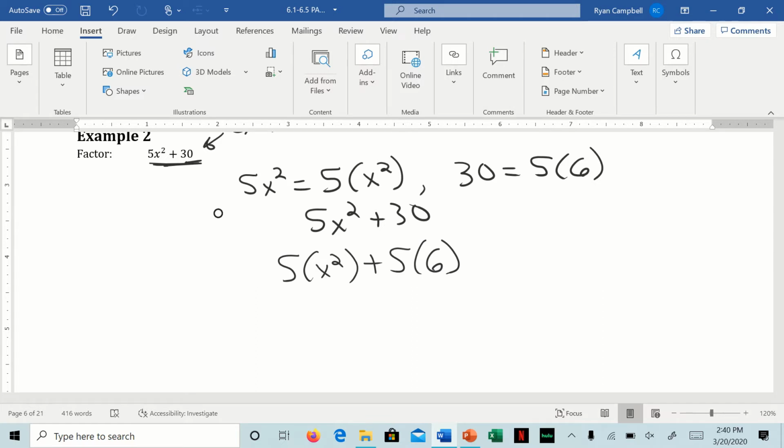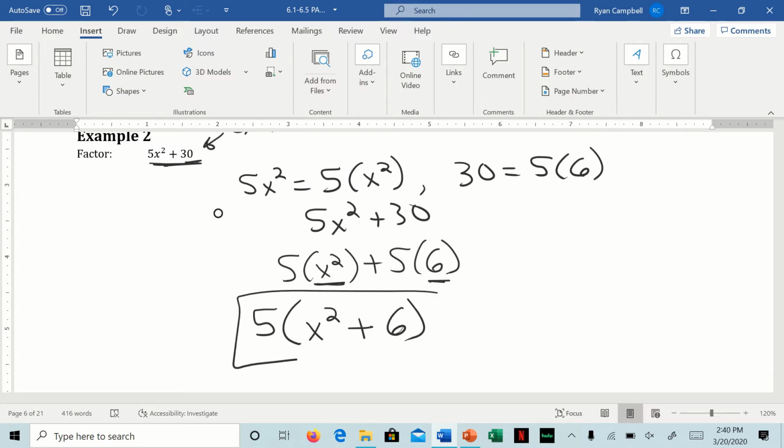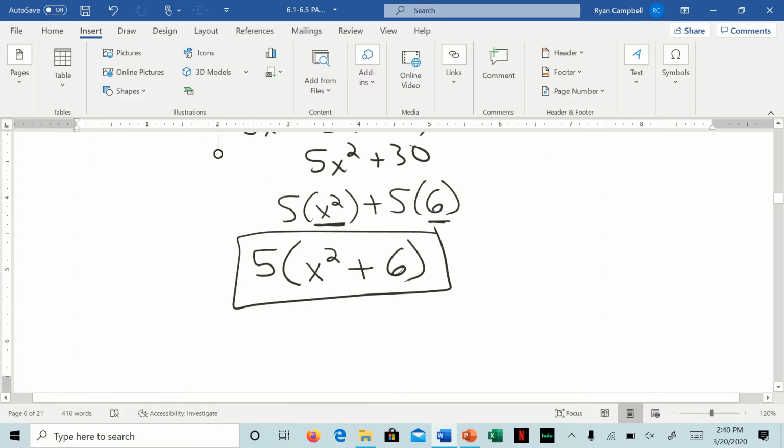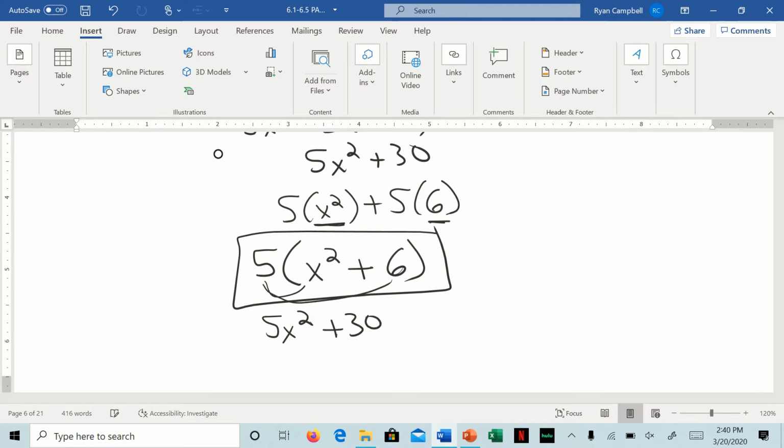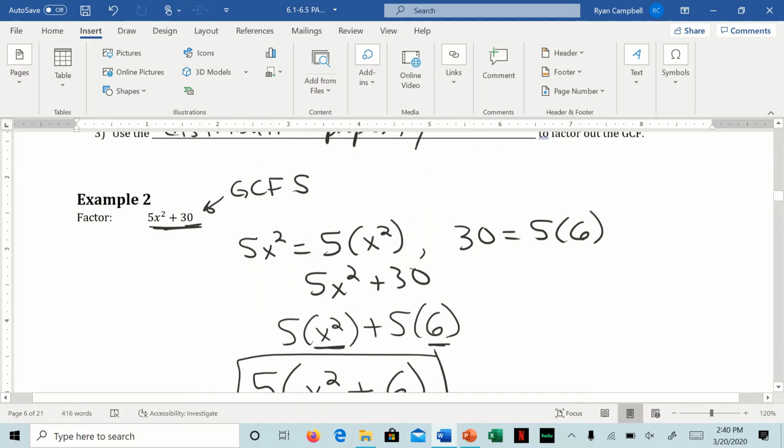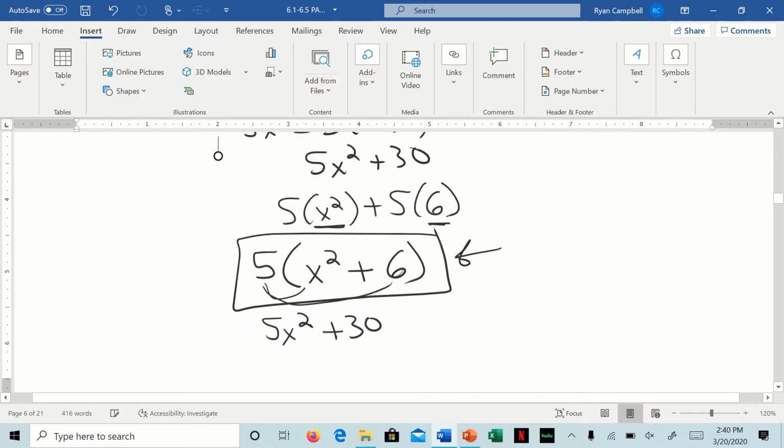So if we use the reverse distributive property, we take out the 5, and what are we left over with? We are left with an x squared and a 6. So we have officially factored it out. And we can double check ourselves if we go back. If we work backwards, 5 times x squared is 5x squared. 5 times 6 is 30. And we see that's exactly what we started with. So we did it right. So this would be the factored form.